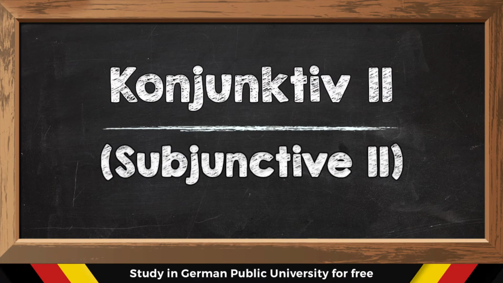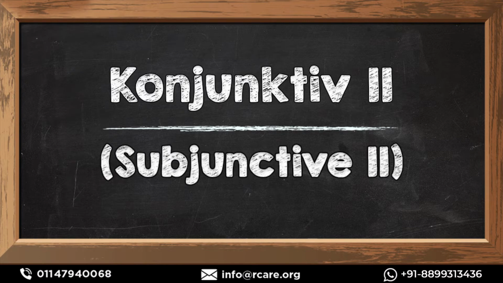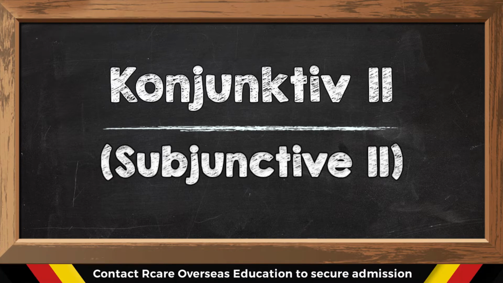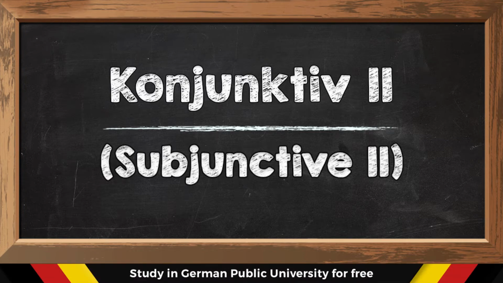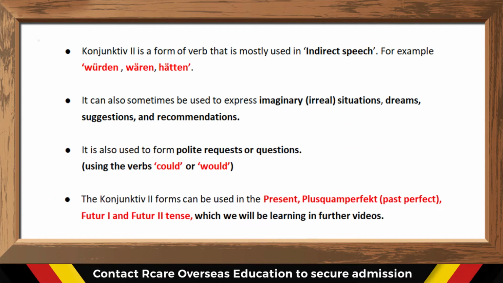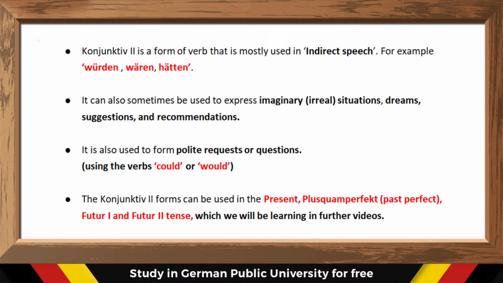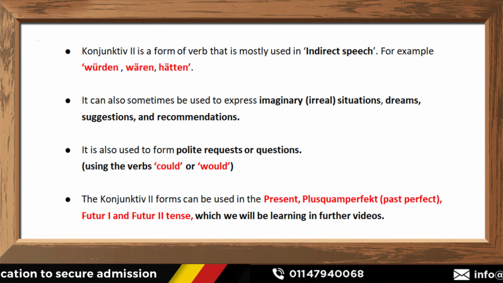Konjunktiv II, or Subjunctive II. In this video we'll be learning what Konjunktiv II actually is, how it is used, and what kind of verbs are used in this tense. We call it Subjunctive II in English. Konjunktiv II is a form of verb that is mostly used in indirect speech. For example, verbs such as würden, wären and hätten are used in this. Mainly only these verbs are used in this tense.